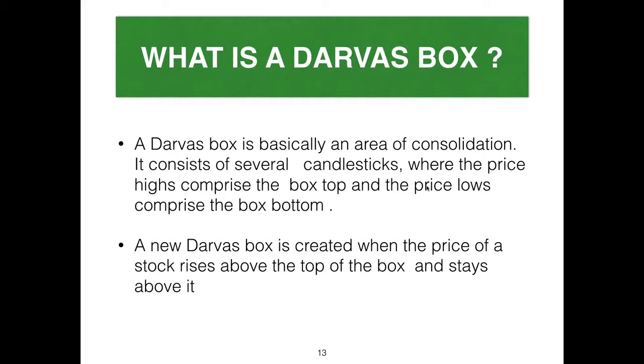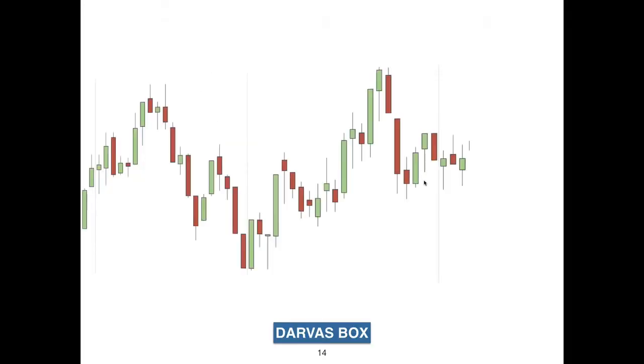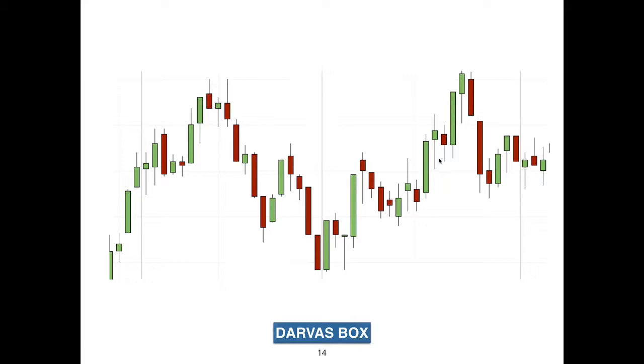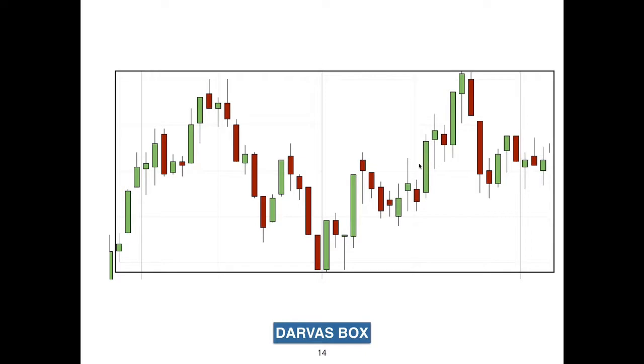A new Darvas box is created when the price of a stock rises above the top of the box and stays above it. So here was our previous example in our basic Ichimoku. You would find a series of candlesticks that are locked within a range. So this is where the buyers and sellers try to bargain over the best prices over a period of time.